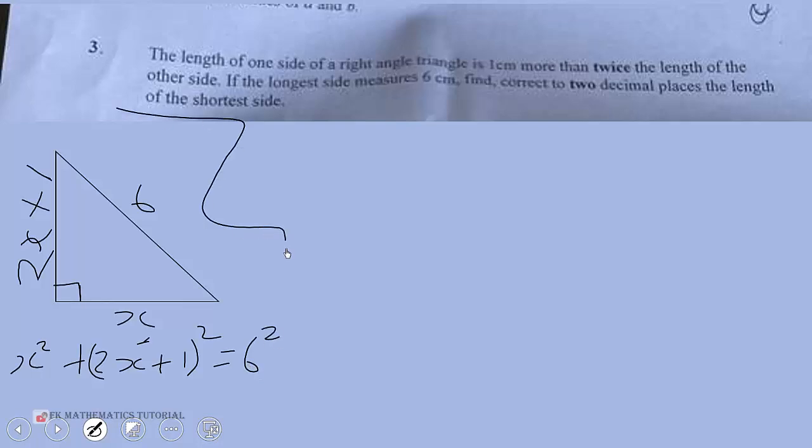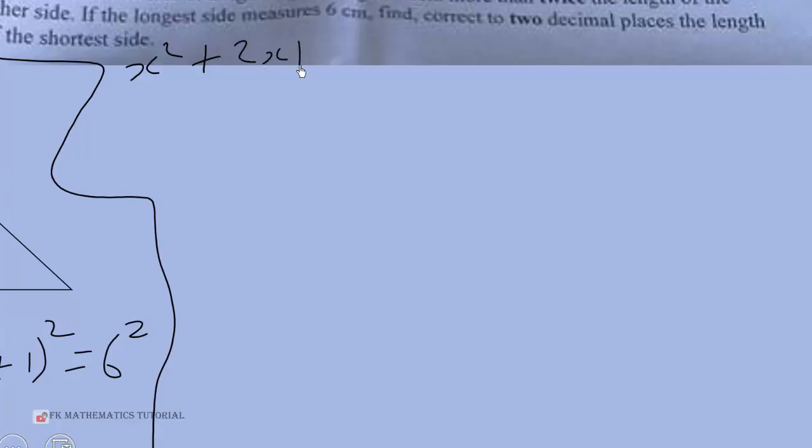Then they say the longest side is 6, and we are supposed to find, correct to 2 decimal places, the length of the shortest side. So the length of the shortest side is x. So using Pythagoras theorem, because it's a right angle triangle, we know that x squared plus 2x plus 1 all squared should be equal to 6 squared. So let's solve this. So we have x squared. When we expand this, we are going to get plus 2x plus 1 times 2x plus 1 is equal to 36.